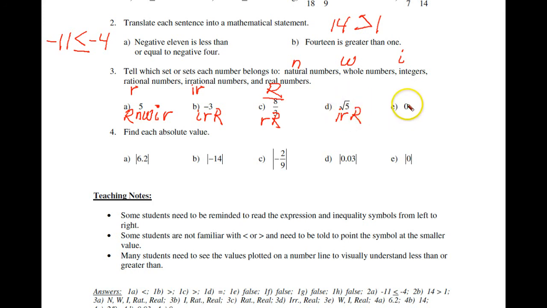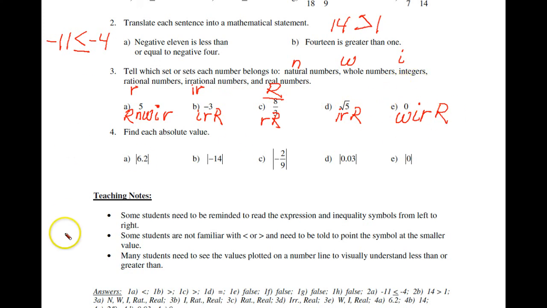Now, 0, is it a natural number? No. Is it a whole number? Yes. Is it an integer? Yes. Is it rational? Yes. And is it real? Yes. Now, a number can't be irrational and rational. So keep that in mind.